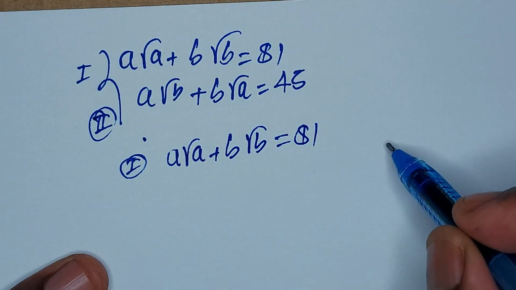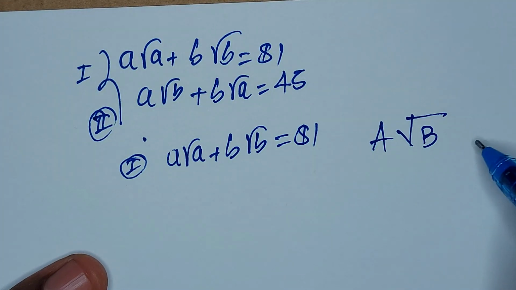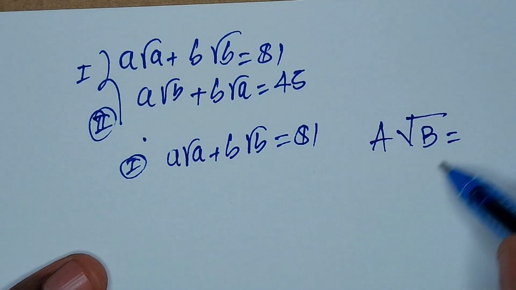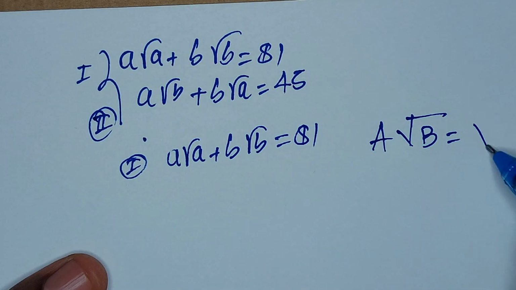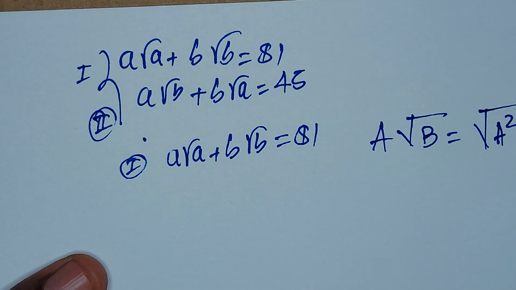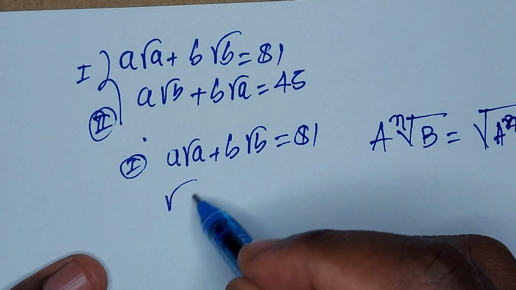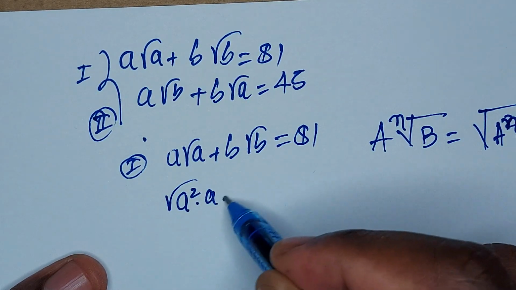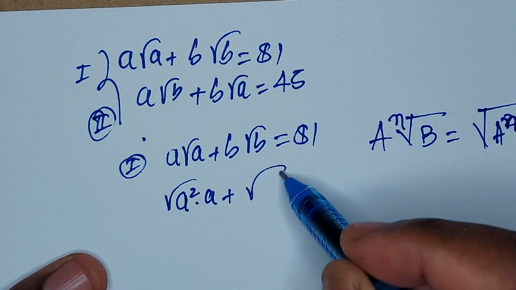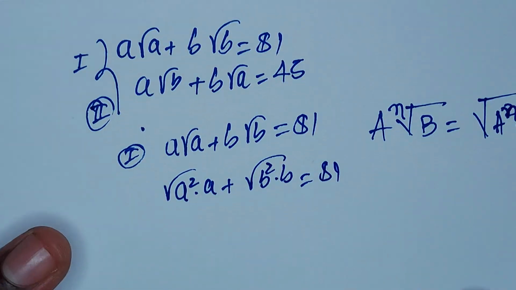Remember that if I have a which multiplies square root of b, and I want to put this a inside of this root, it's going to be square root of a squared, because this is the square root. If I had here n, this would be n, and this would be times b. So I'm gonna have square root of a squared times a plus square root of b squared times b, and this equals 81.